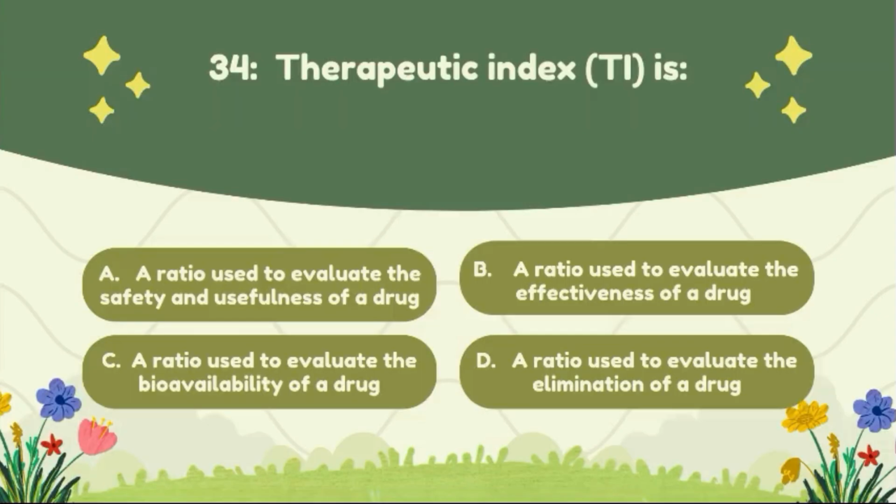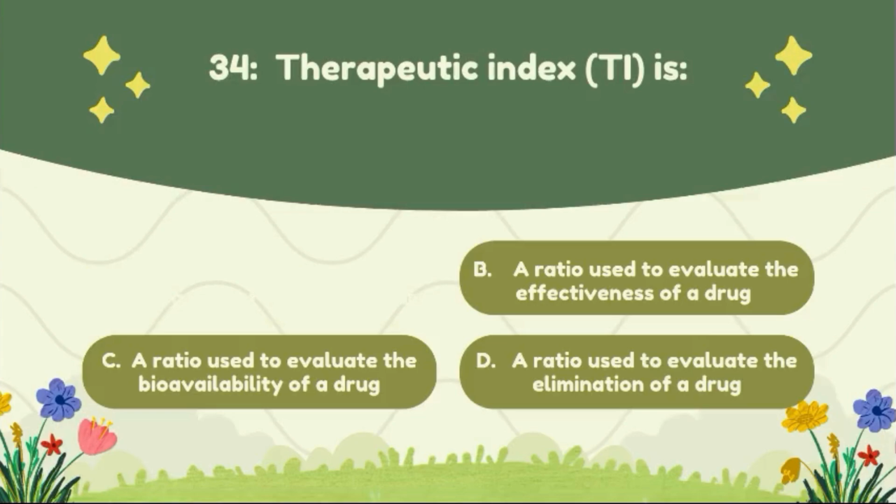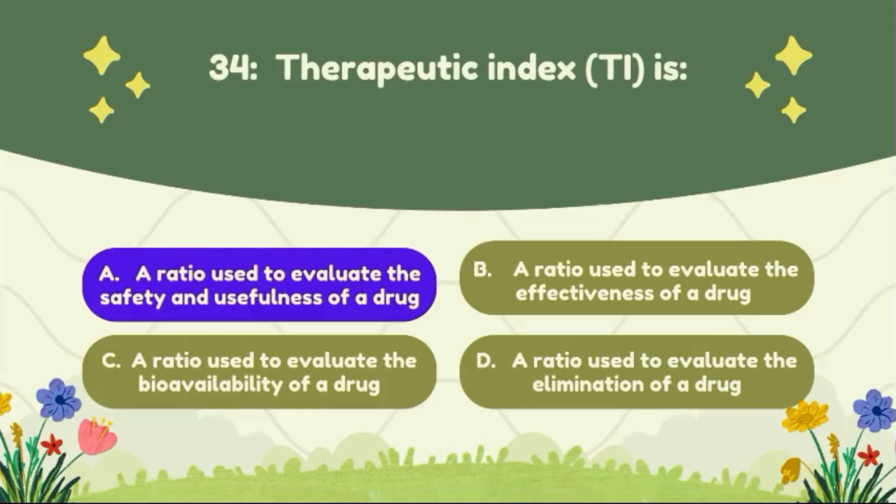Question number 34 is, therapeutic index is A, a ratio used to evaluate the safety and usefulness of a drug, B, a ratio used to evaluate effectiveness of a drug, C, a ratio used to evaluate the bioavailability of a drug, D, a ratio used to evaluate the elimination of a drug. The correct answer of this question is option A, a ratio used to evaluate the drug's safety and usefulness.